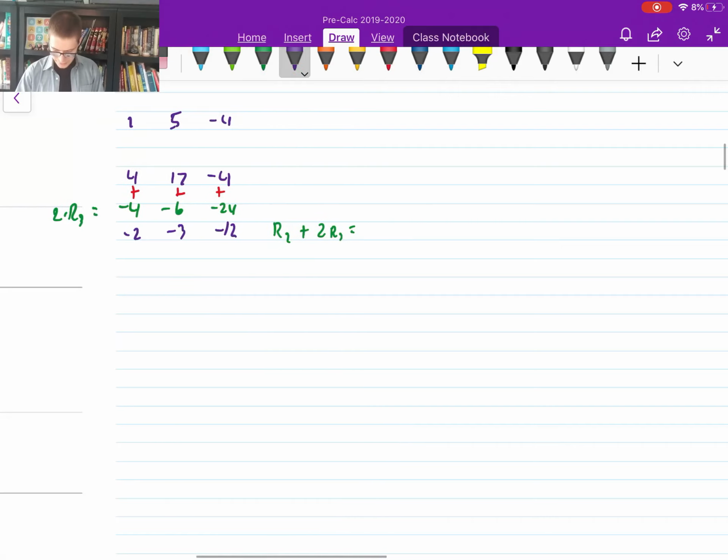This becomes 4 plus negative 4. Oops. This is all going to go down to the bottom row. 4 plus negative 4 is 0. Negative 17 plus negative 6 is 11. And yeah, that's 11. And then negative 4 plus negative 24 is negative 28. Okay.